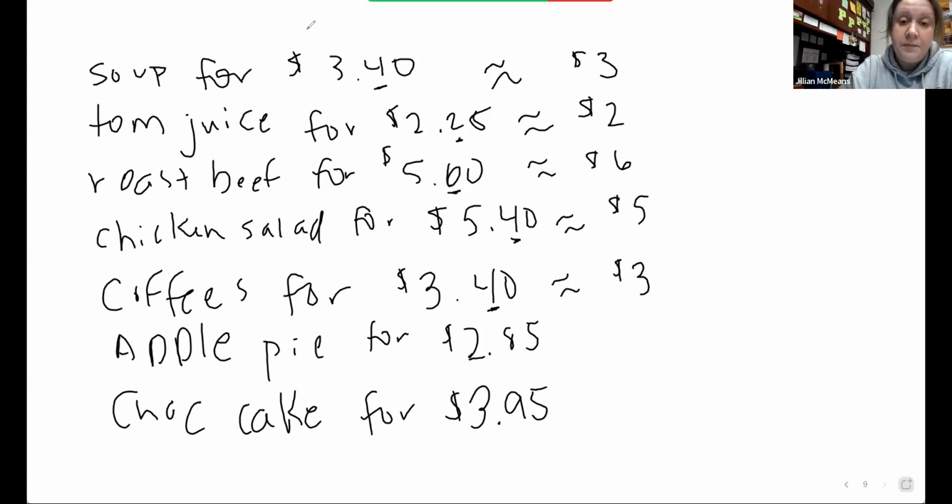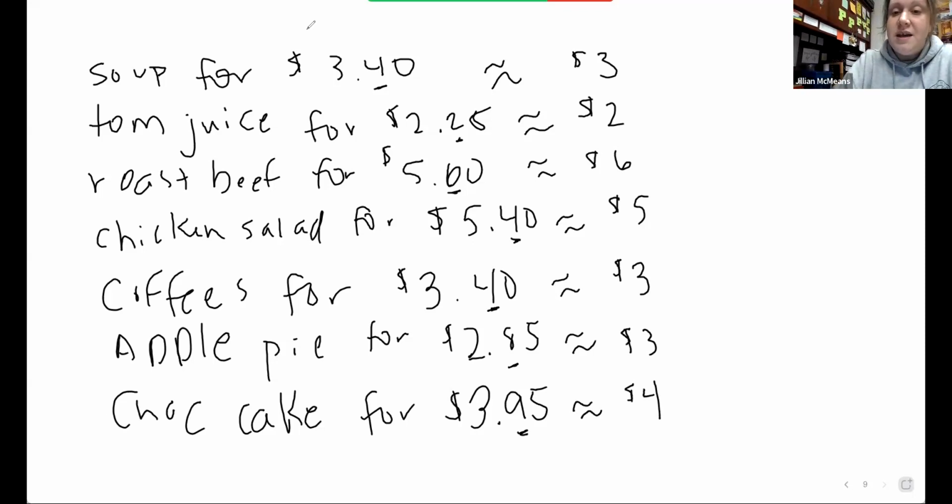The apple pie, my rounding digit is that 2, but the one that's really important is the one in the 10ths place that tells me to round up or down. In this case, I'm going to round up. That means this apple pie is closer to $3. I'm going to add 1 to the rounding digit. So I'm closer to $3 than $2. And then the chocolate cake, again, the rounding digit's the 3, but the one that really matters is the 9. That tells me to round up. So the chocolate cake is closer to $4 than it is to $3.